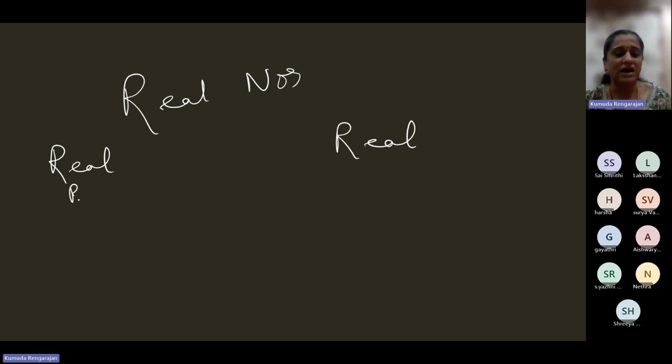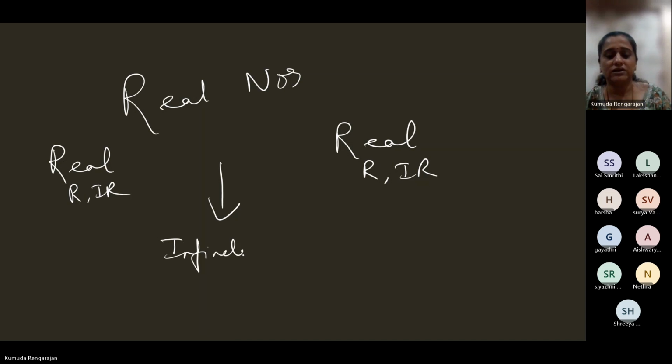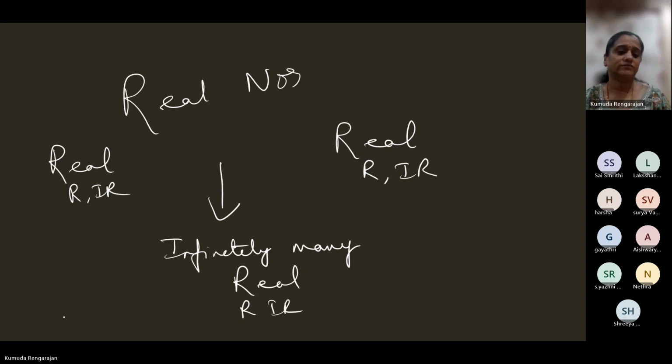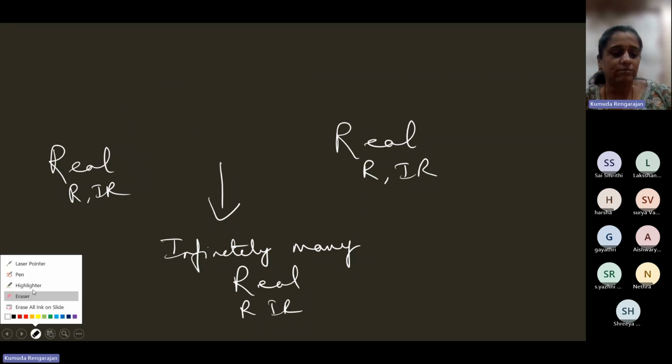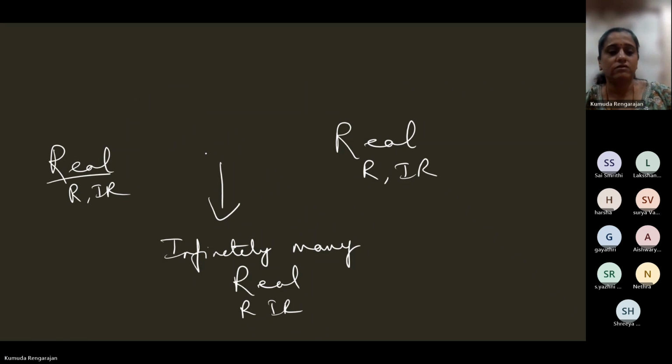So real means it can be rational or irrational. Between two real numbers, there are infinitely many real numbers. That means it can be rational or irrational. Between two real numbers, there lie infinitely many real numbers.